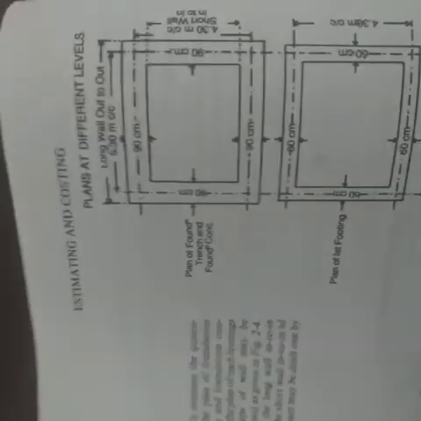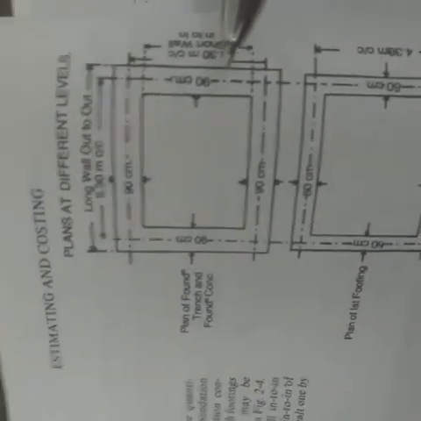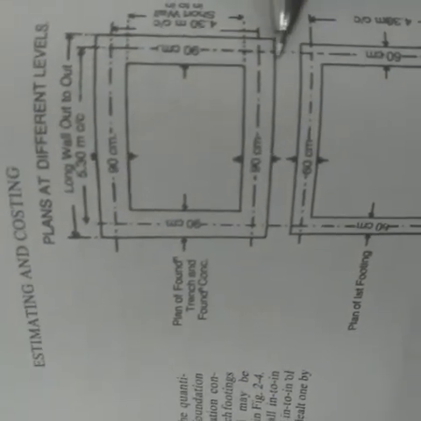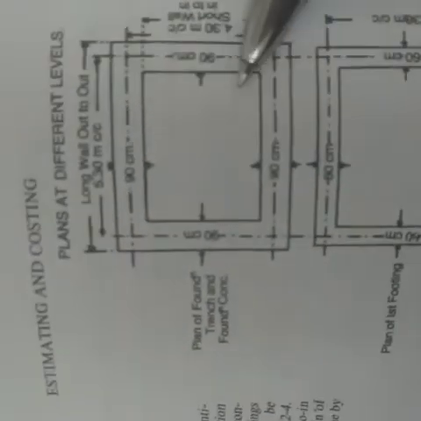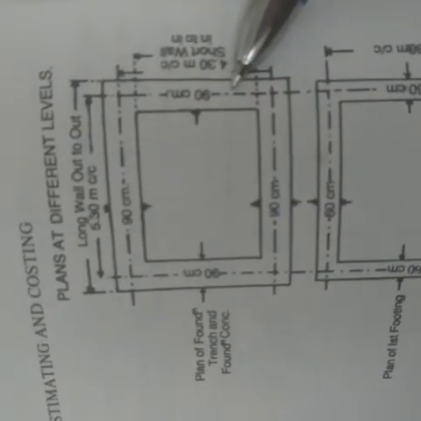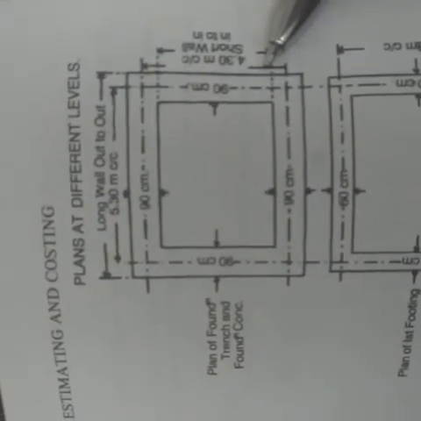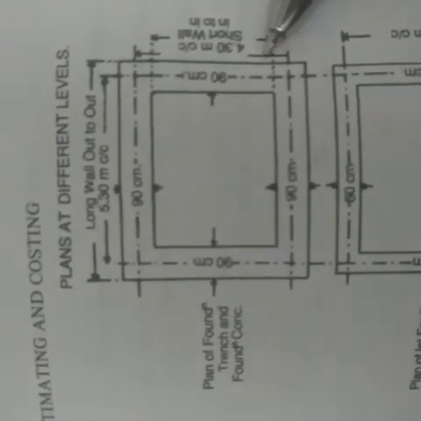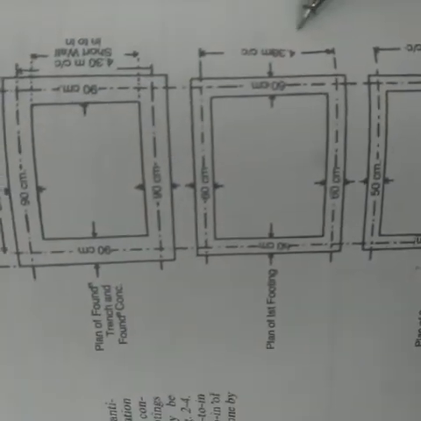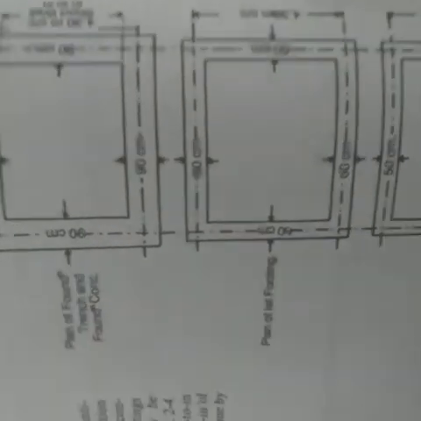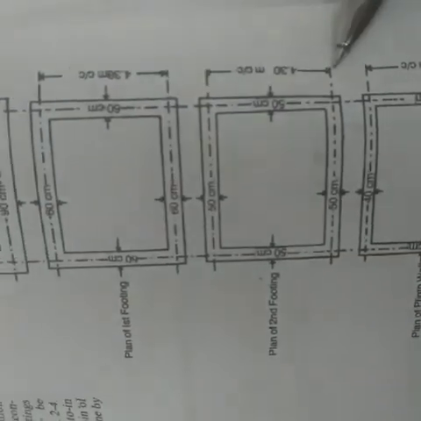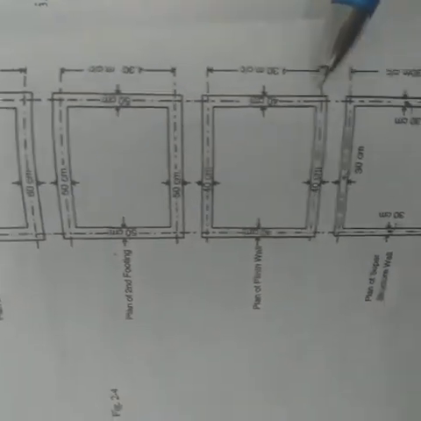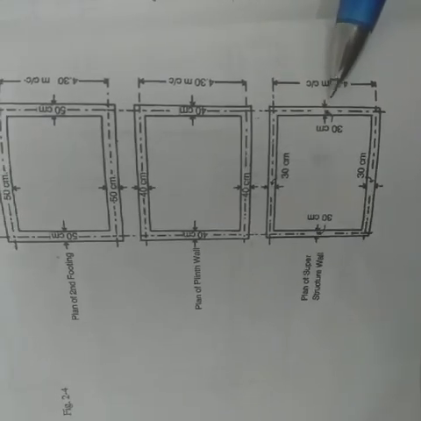In this method it is better to prepare the various plans at various levels. This plan is at the foundation level. This plan we will use for excavation and foundation concrete. Then that is the plinth level plan at first footing. This is the second footing plan, this is the third footing plan, and this is the plan of the superstructure. So let's discuss one by one.